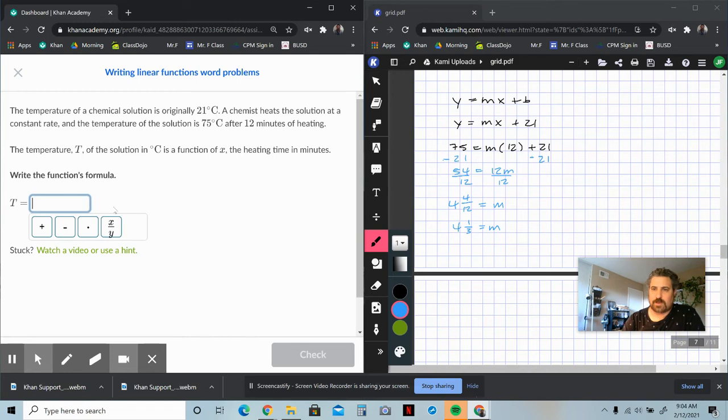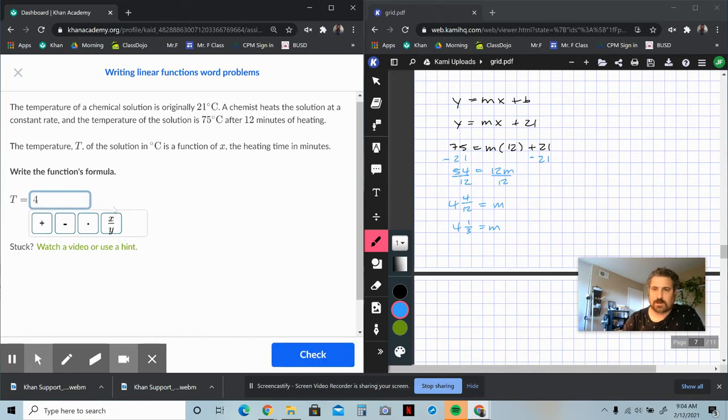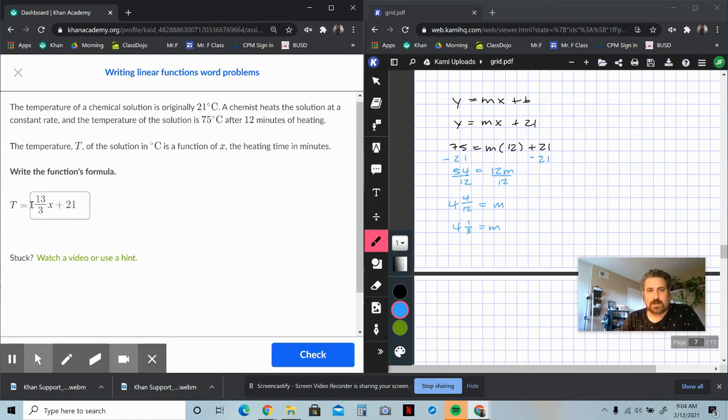And so our equation would be the multiplier 4 and 1/3. So that's the same as 12 plus 1 is 13, so we can just say 13 thirds. That's the same as 4 and 1/3 times x, and then plus 21. And if we write that out, let's see if it all makes sense with the story. So the temperature of the chemical solution is originally 21. The chemist heats the solution at a constant rate of 13 thirds, and the temperature of the solution is 75 degrees Celsius after 12 minutes of heating.